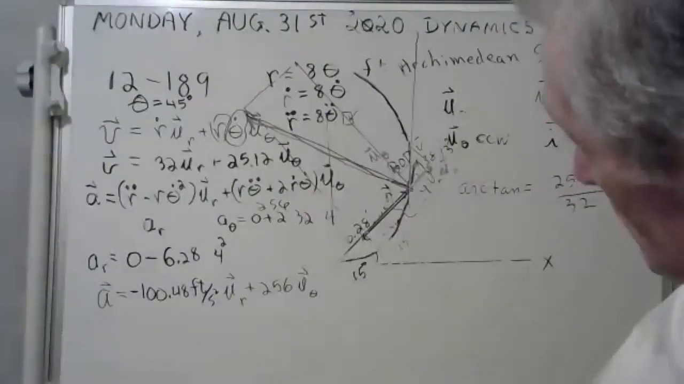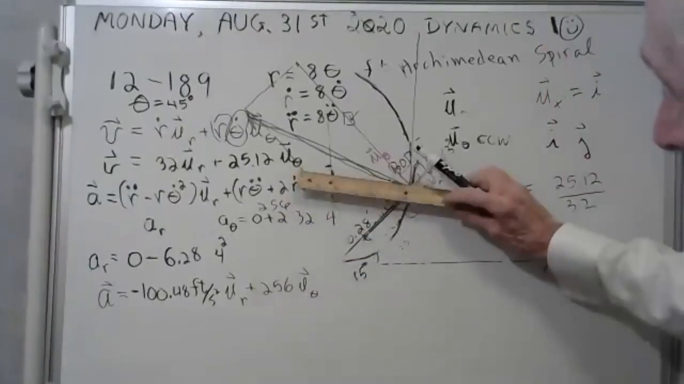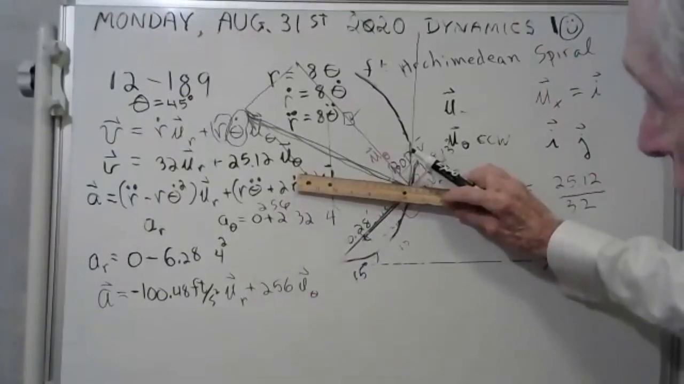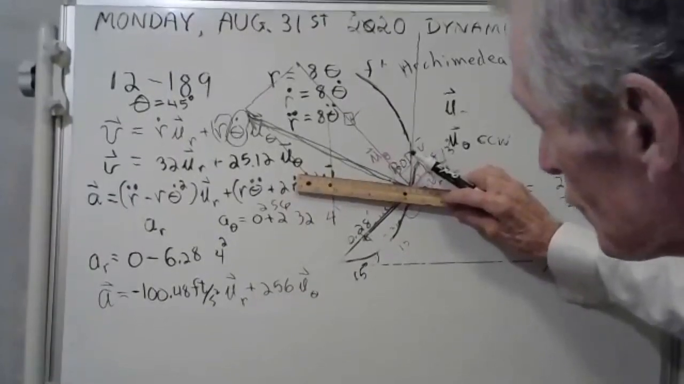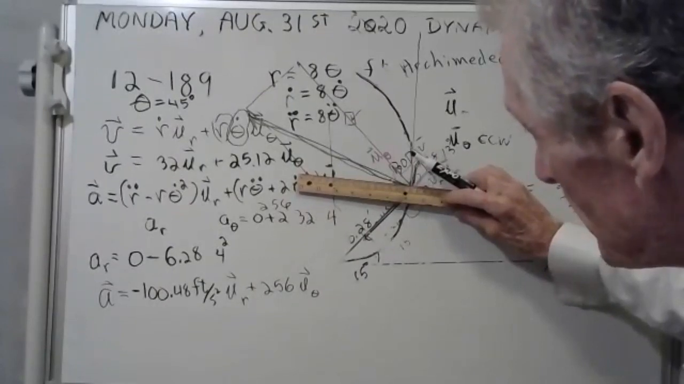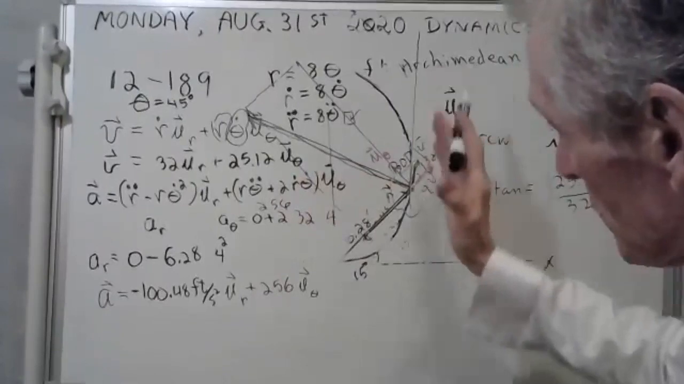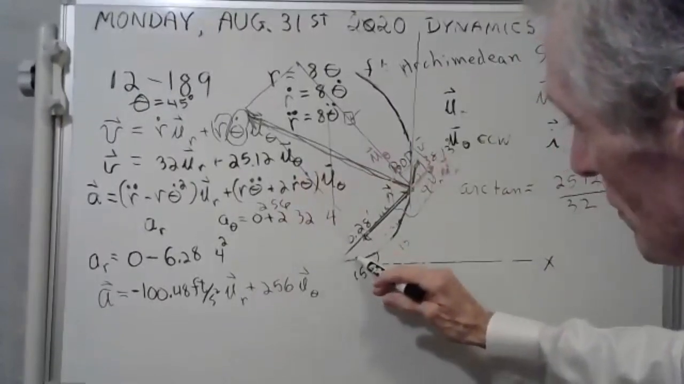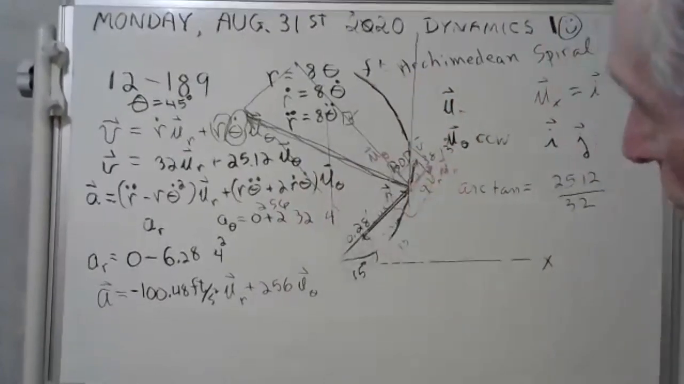But what about, I think you have a slight tangential acceleration. I think you're still speeding up a little bit. So you start off here and you go faster and faster and faster, and you're speeding up just a little bit there.